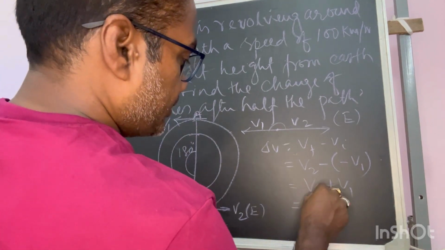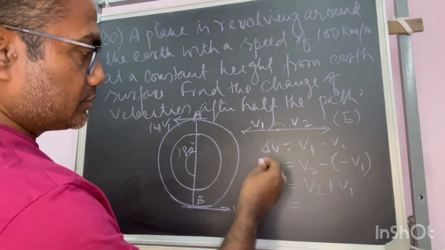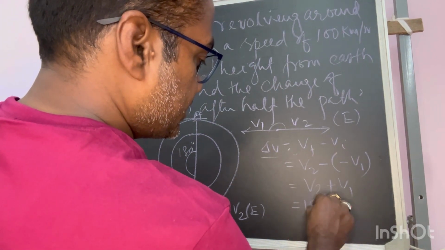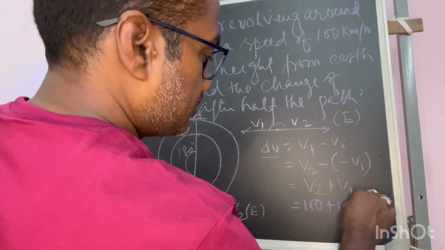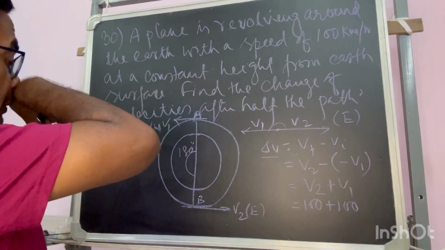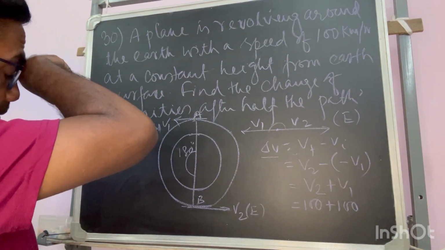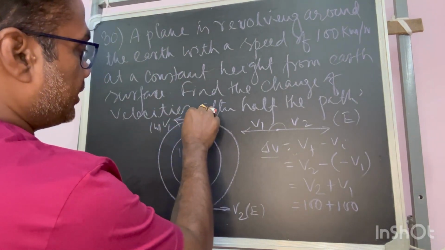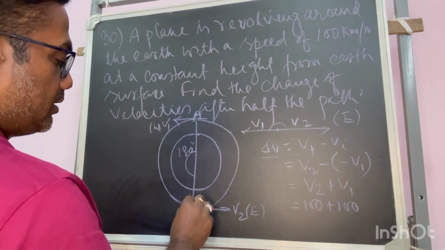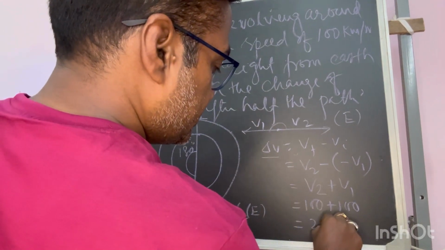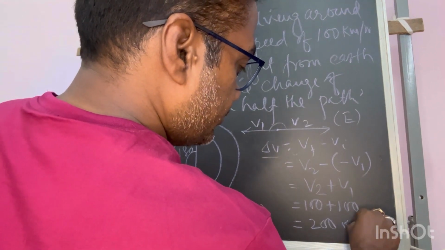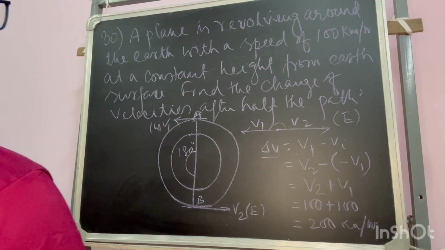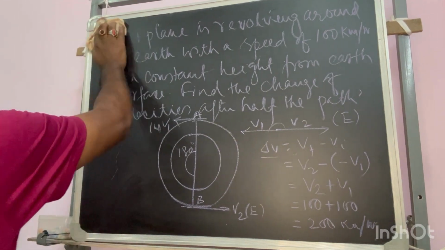So magnitude wise, because I am taking the difference, the magnitude will be the same as the speed given, and at any point of time the speed and velocity magnitude are the same, because it is rotating with the same speed. So the speed here is 100, so the velocity will be 100. So ultimately the change in velocity is 100 kilometer per hour. This will be your answer. Okay, so moving to the next.